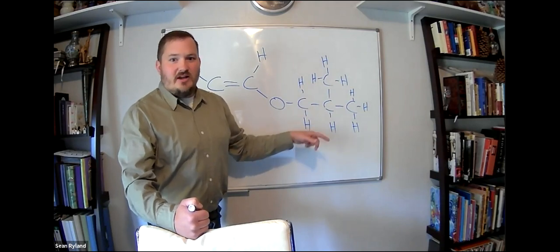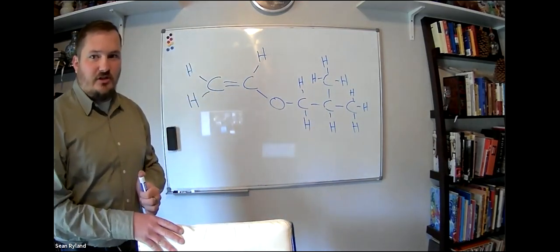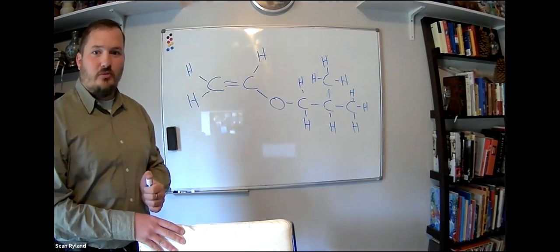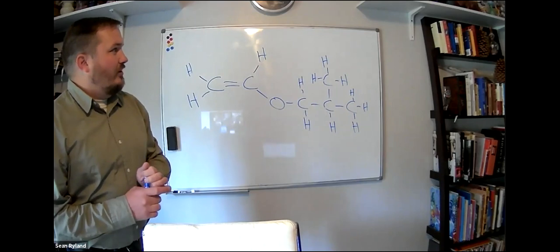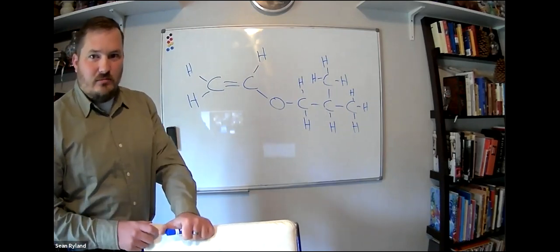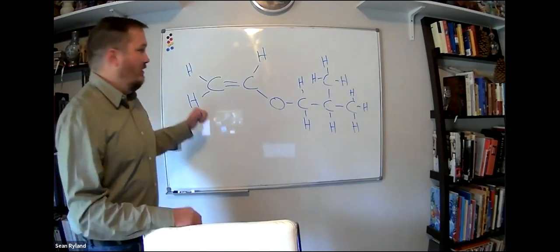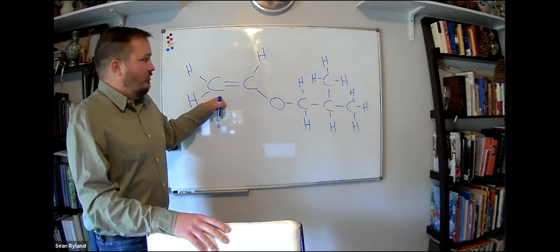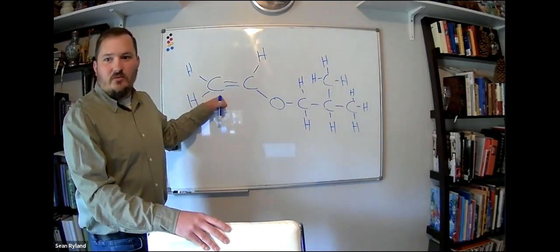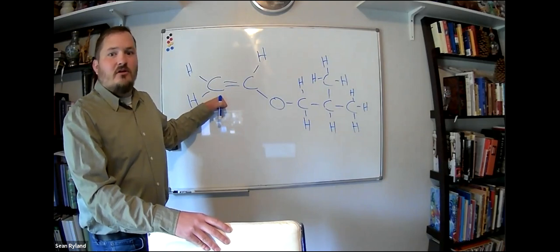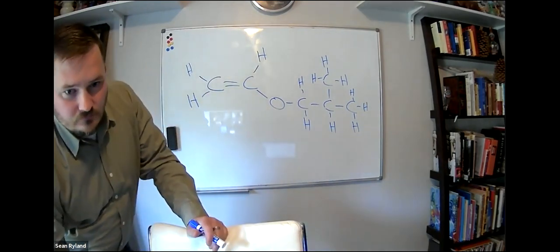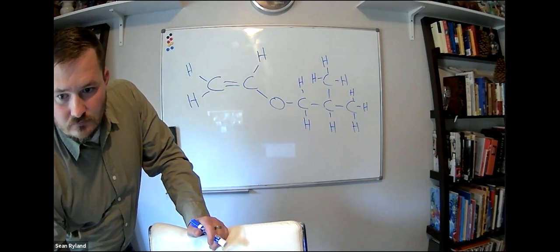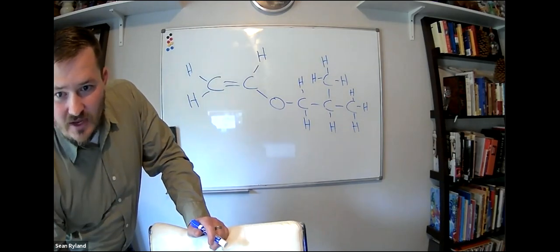Going from the condensed structure to the actual structure does require some interpretation, and that's one of the trickier things to figure out how to do. But if you remember to make sure everything has the right number of bonds, that's going to be your guiding principle for this. Any questions on that?